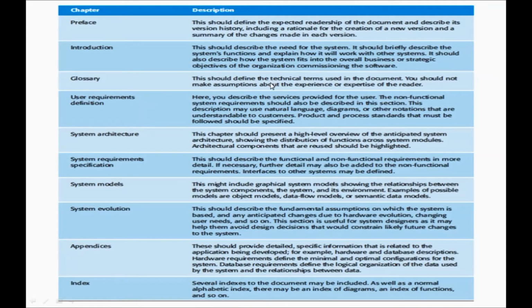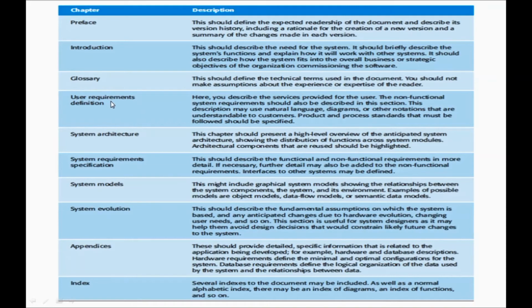That's why you have to make a separate section, that is glossary. It contains the actual meaning of the technical terms used in the document. That's why you should not make any assumption about the experience of the reader. The reader can be a software engineer, or a business analyst. That's why technical terms detail should be there in a glossary. This is the third section.